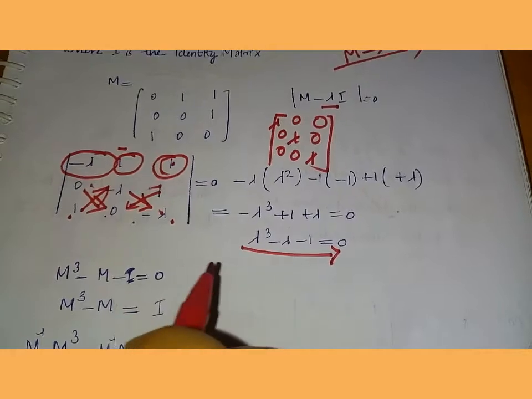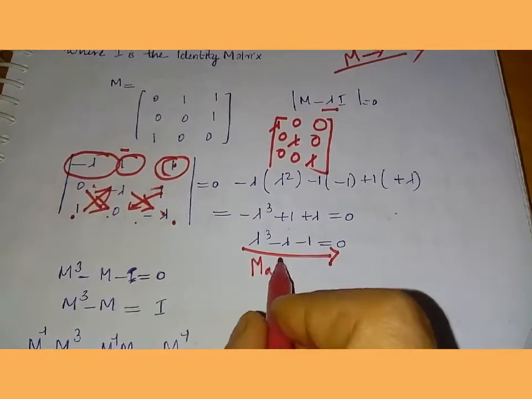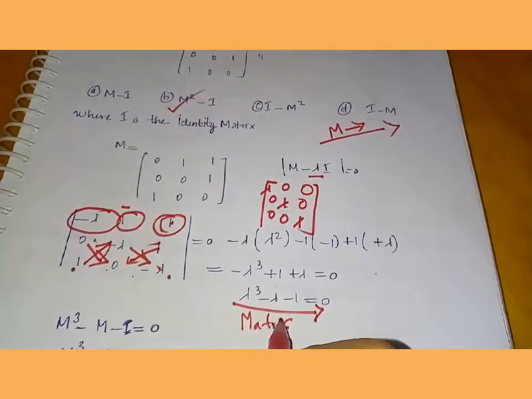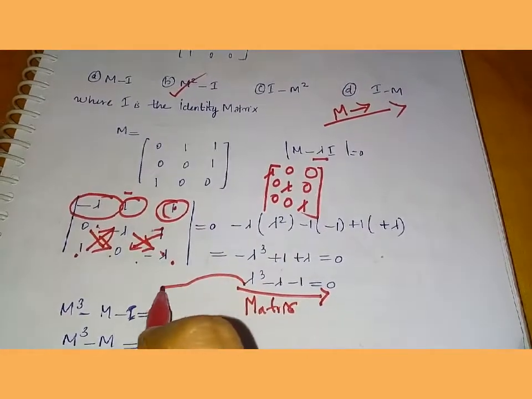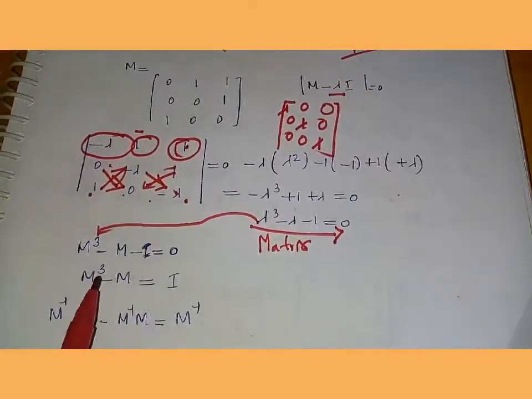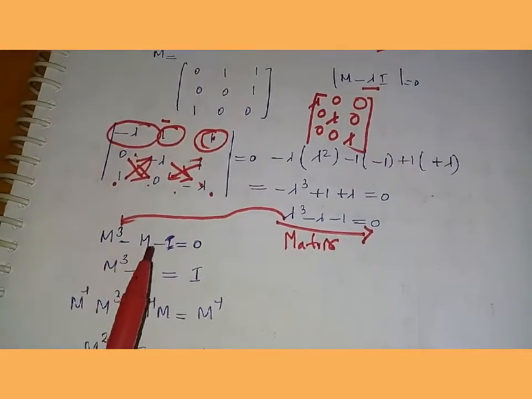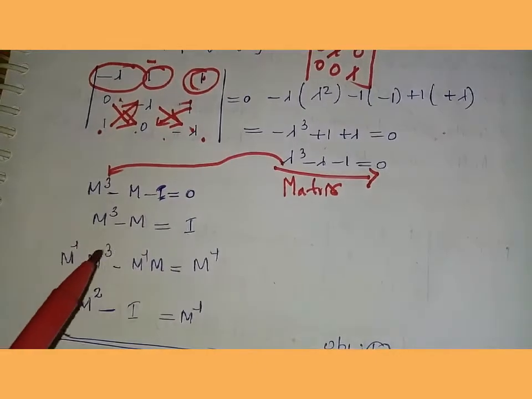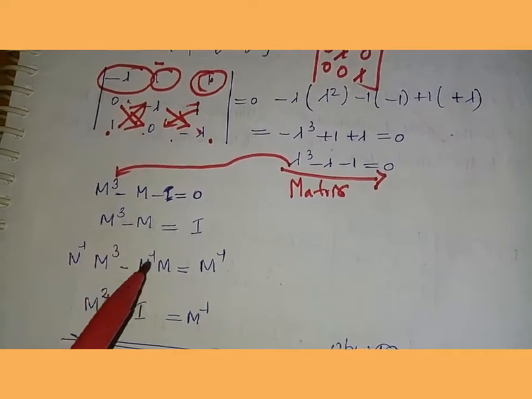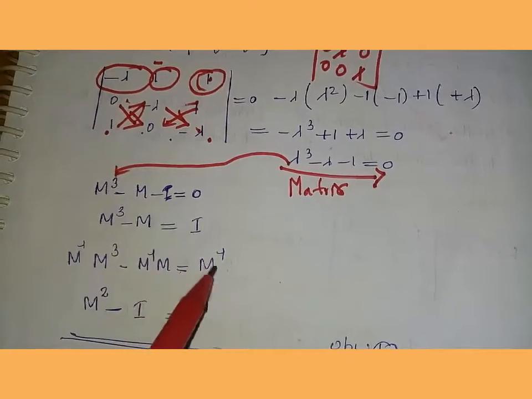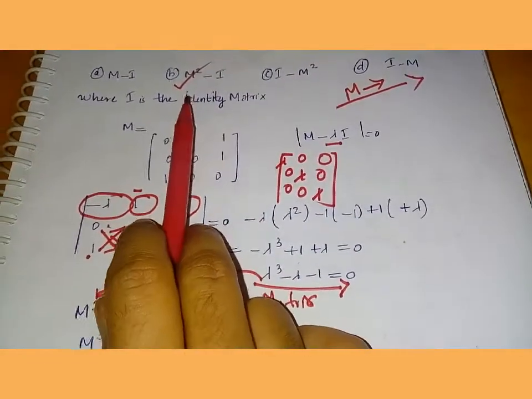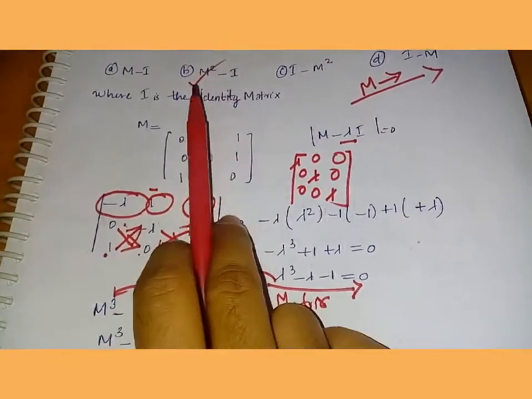Every matrix satisfies its characteristic equation, which means we replace lambda with M. So we have M cube minus M minus I is equal to 0. From that, M cube minus M is equal to I, and we multiply throughout with M inverse. M inverse into M cube is M square, minus M inverse into M, that is I, equals M inverse. So we get the inverse of the matrix as M square minus I. The second option, M square minus I. So we get the inverse. This is the answer.